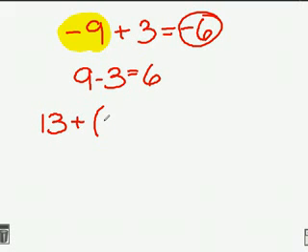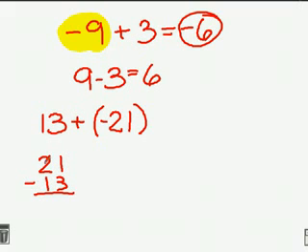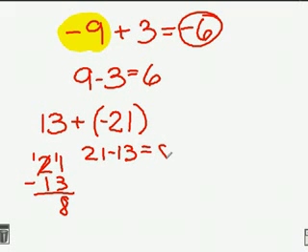13 plus negative 21. Okay? They're opposite signs. We have a positive 13 because there's nothing there, and a negative 21. So I'm going to subtract 21 minus 13 just like I always would. I want to write this up and down, though, because I have to borrow, don't I? So 21 minus 13 equals 8, but I have to look at my signs. This was a positive 13. That's 13 away from 0. Negative 21 is 21 away from 0. So what kind of 8 is it going to be?